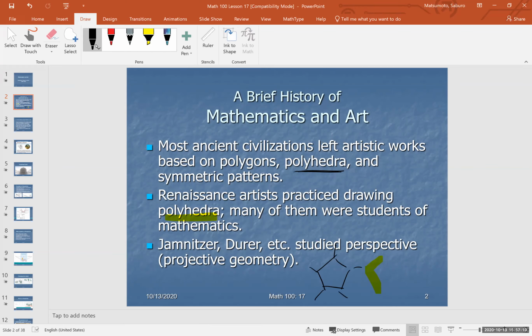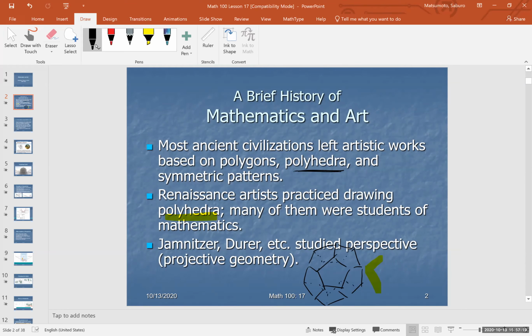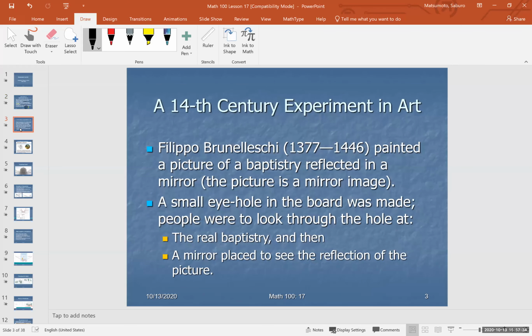Objects like, here's an icosahedron. I can draw these things here, and this is like a 12-sided polygon, polyhedra, right? So artists have been trained to draw things like this on the two-dimensional space. And then Yamnitzer, Dürer, and many of these artists have practiced these things, and they're well known for developing this whole idea of perspective.